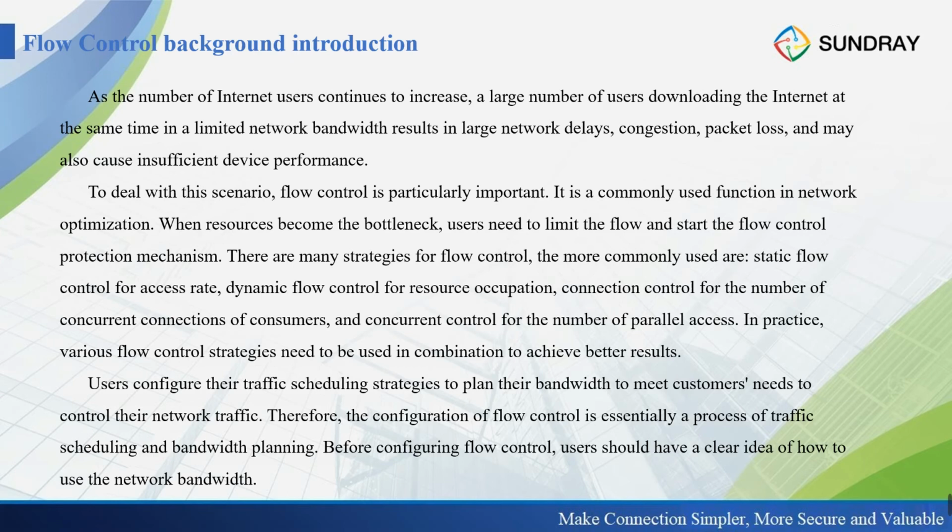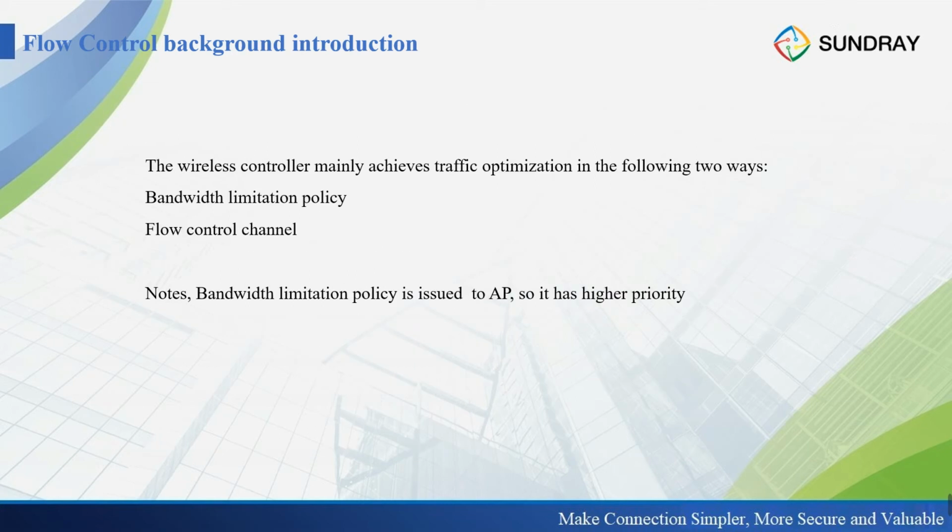It can give a higher priority to our key service. So we need to have a control policy based on the application. We give different kinds of service flow different priority. For our controller to achieve traffic optimization, we have two ways. The first one is the bandwidth limitation policy. This one we already learned in the rule assignment. But the other one is the flow control channels.